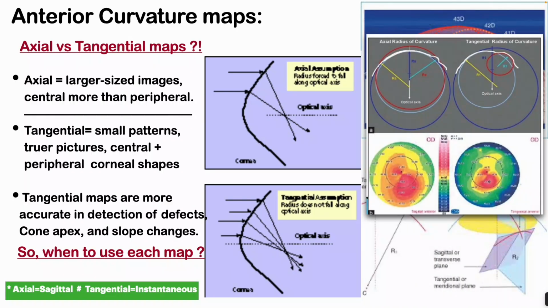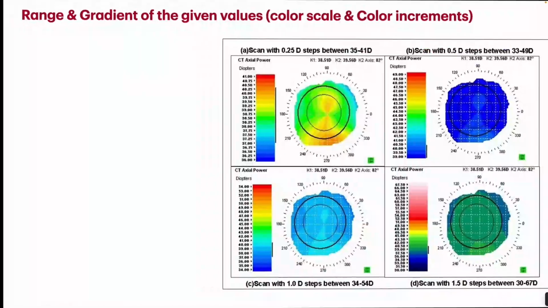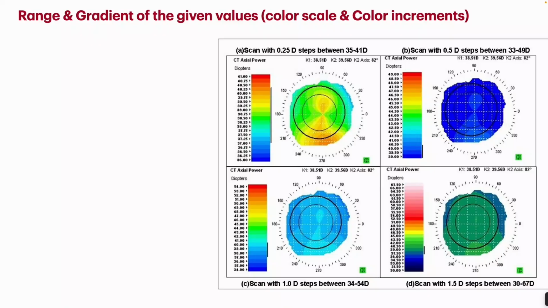And as you see here in the photos on the side, there's a difference between the anterior curvature map. Look, the color coding is more friendly than the tangential curvature map because it's with narrower and smaller zones. The second point, the range and the gradient of the given rules.